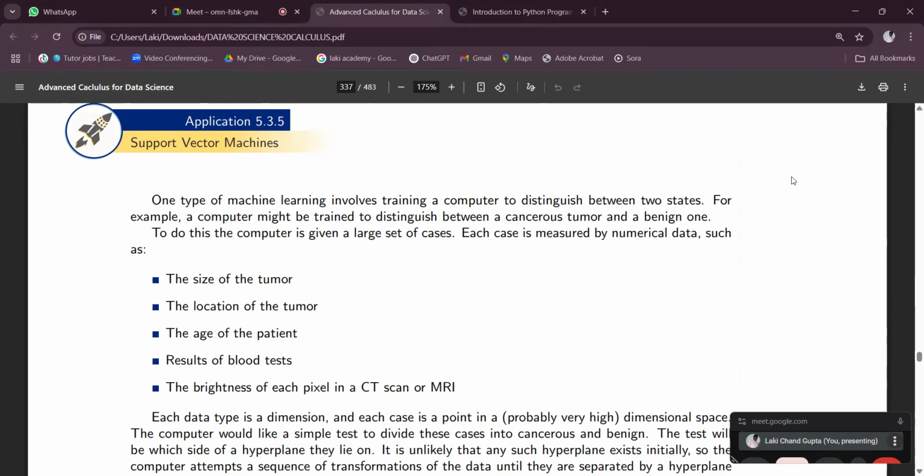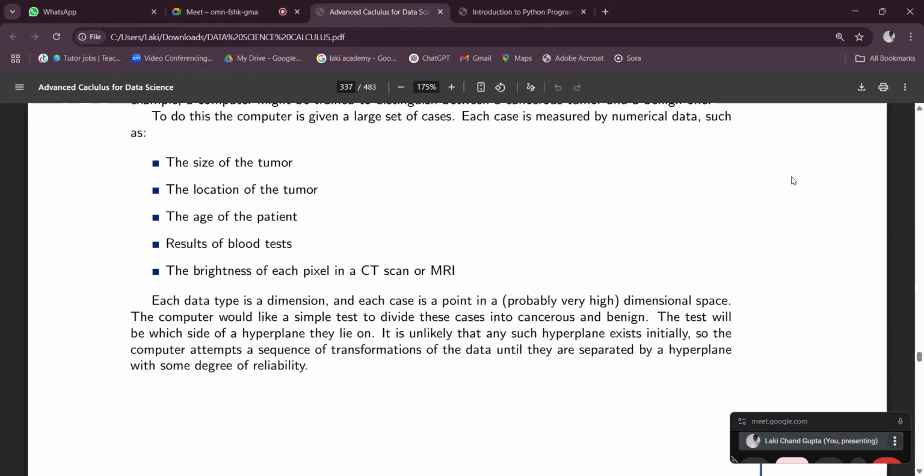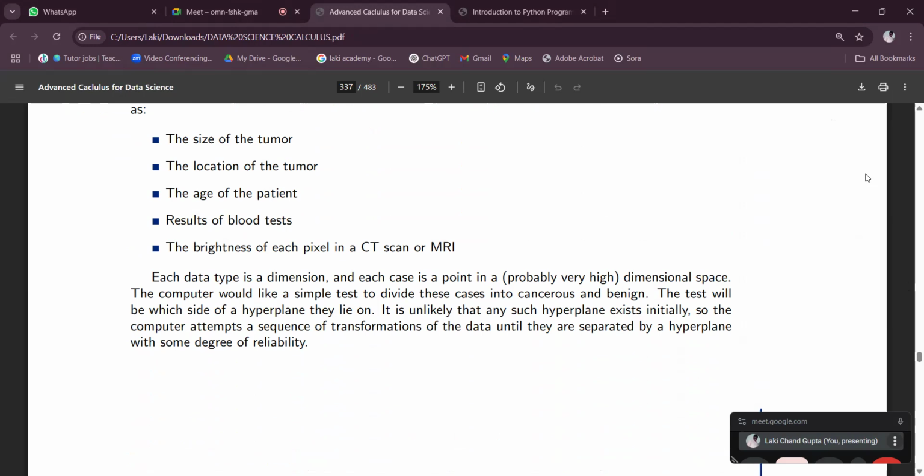Why do we use vector? What is the application of vector? Support vector machine. And what does a support vector machine actually do? It measures numerical data. Yes. So it checks the size of tumor, location of tumor, the age of the patient, result of blood test, the brightness of the picture in a CT scan. These are very important topics.